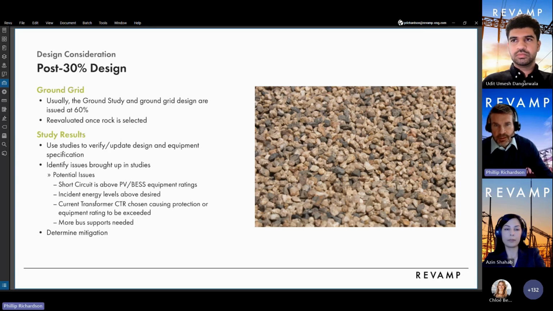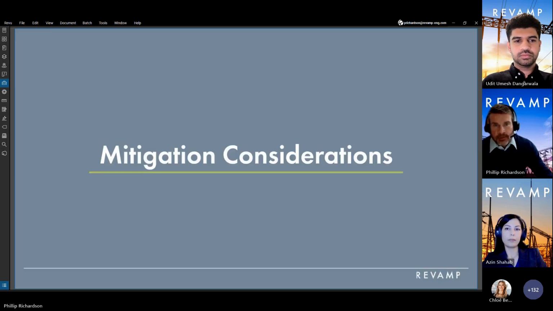Study results. Again, review the study results. We'll verify our design and equipment ratings. The study results will identify issues brought up and what needs to be done to address them. As stated earlier, some of the items brought up during the studies are just a normal process of our design, but there may be issues brought up where mitigating the issue may vary.